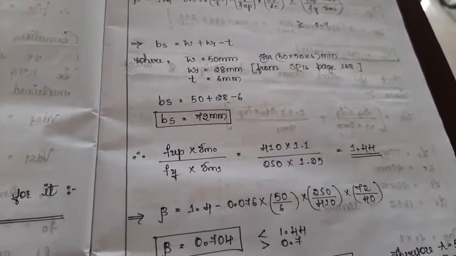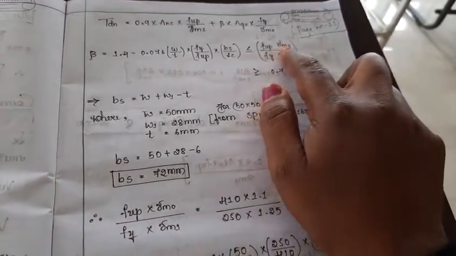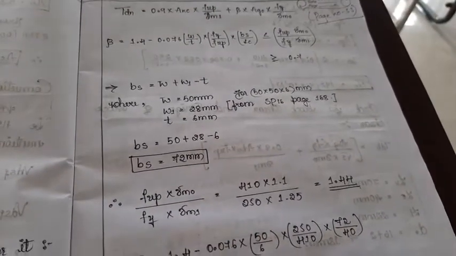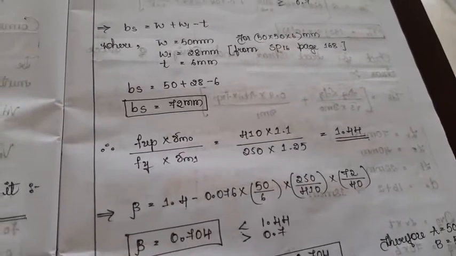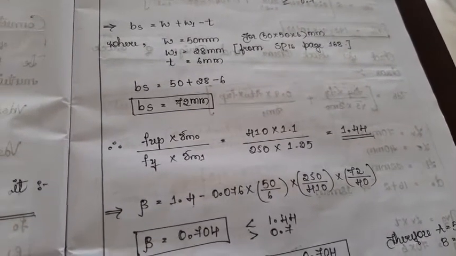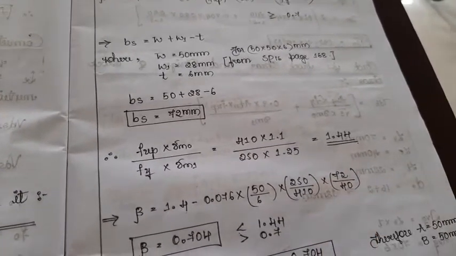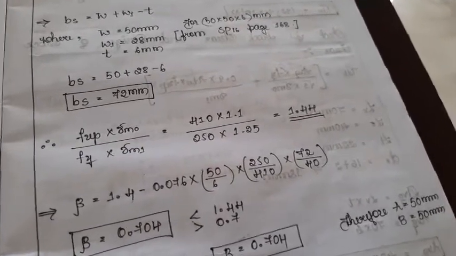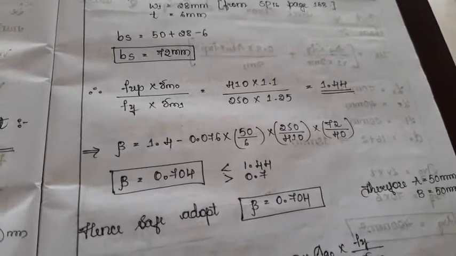After that we calculate Fup into gamma M0 divided by Fy into gamma M1. Fup is always known, the ultimate stress of the plate, that is 410. Gamma M0 is always the standard 1.10, Fy is 250 and gamma M1 is 1.25. The value is 1.44. Now you need to substitute all the values.